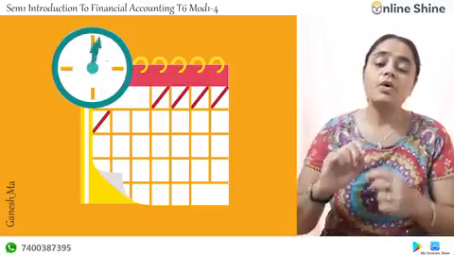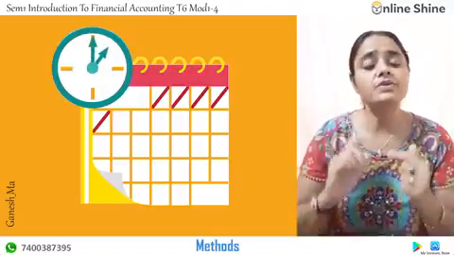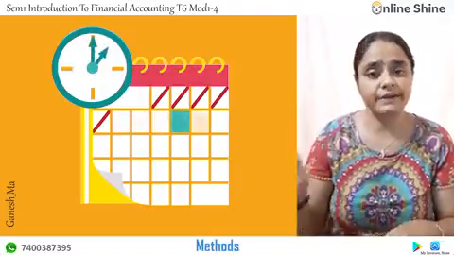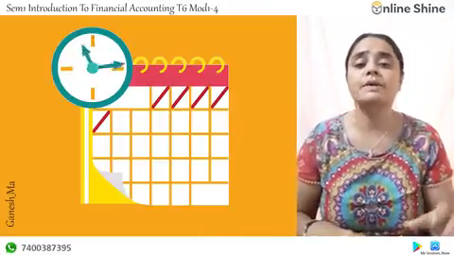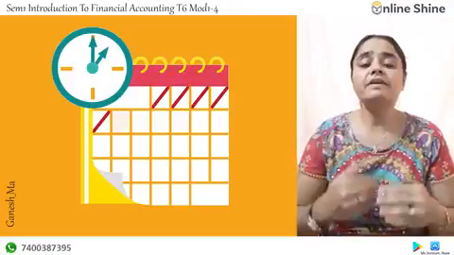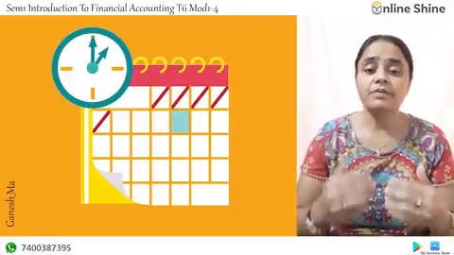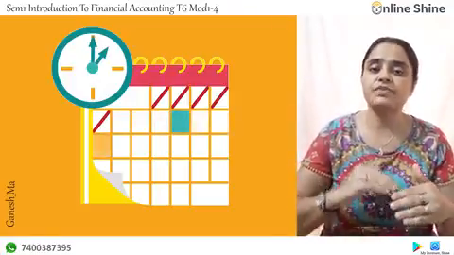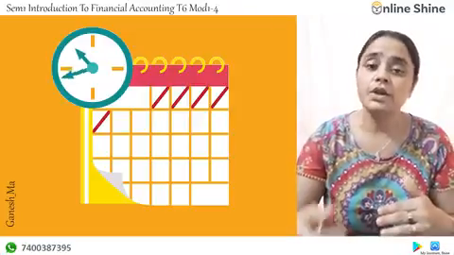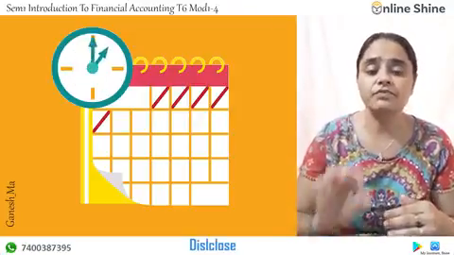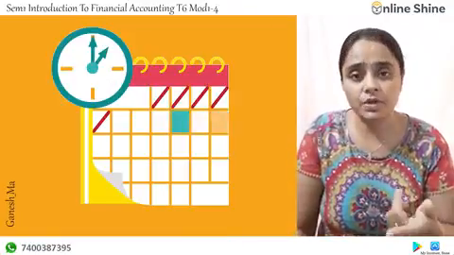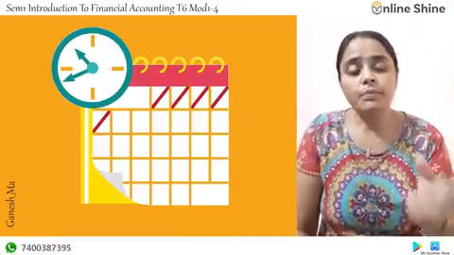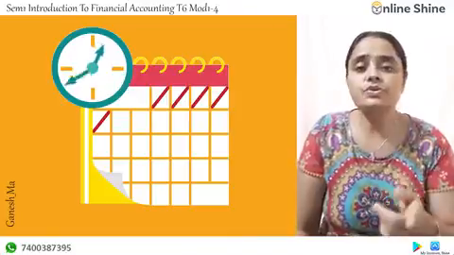Understood? Okay. Whatever methods you are following, you should also disclose. Whether you are following the straight line method, or the WDV method, that is the written down value method, you should disclose it. Whenever there is a requirement to change from one method to another, you should disclose the reason for changing the method, and also the amount by which your P&L will be affected. That also you should disclose.